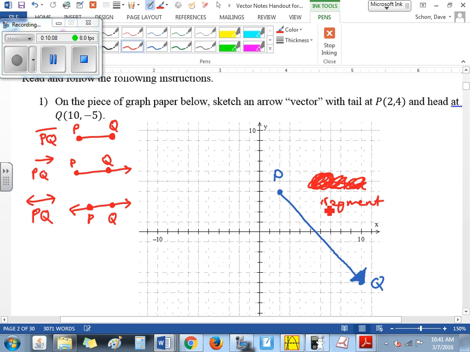So Mr. Short's not going to call it directed segment. I'll call it vector. But that's what some people call it. Okay?